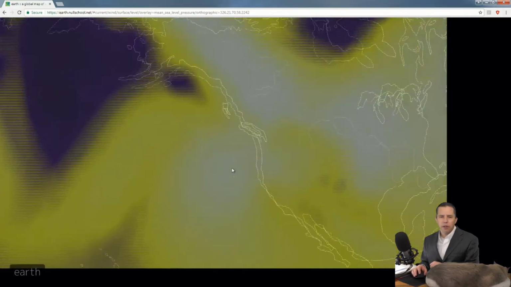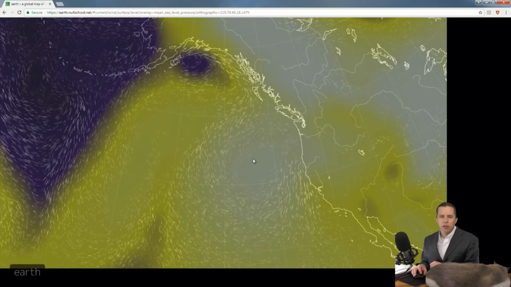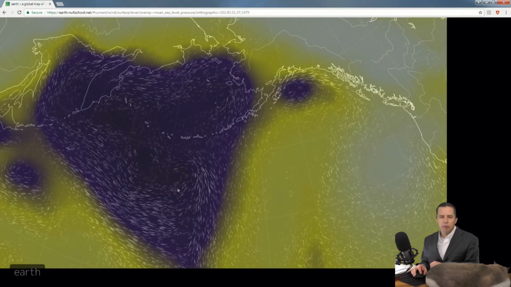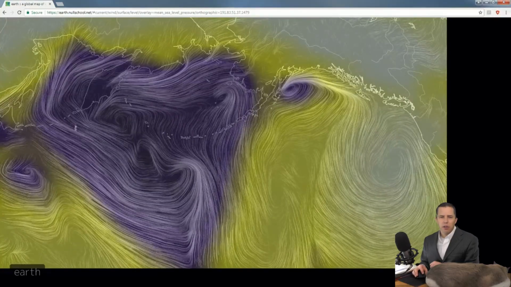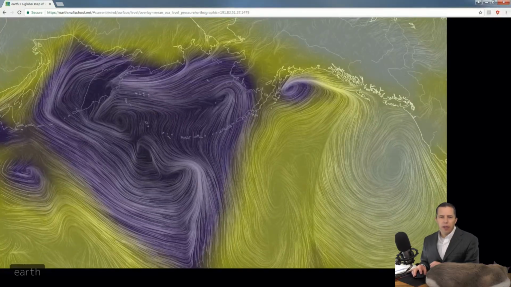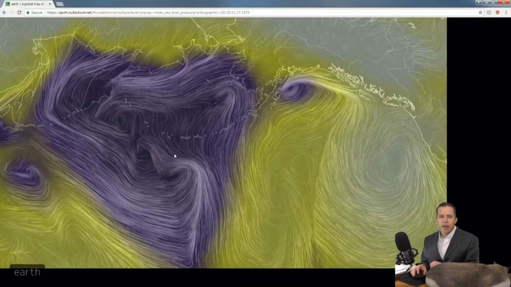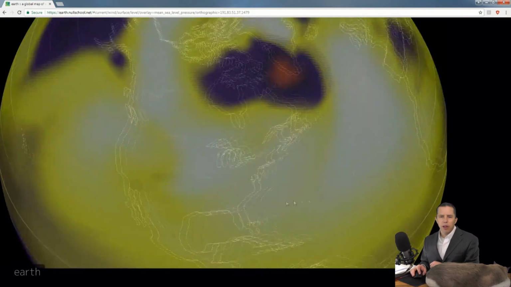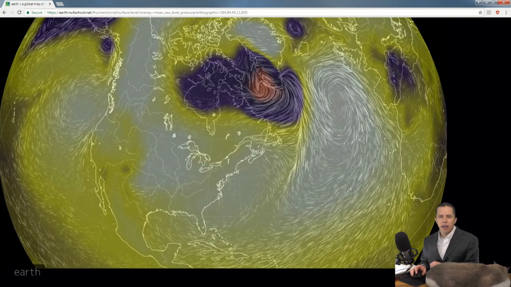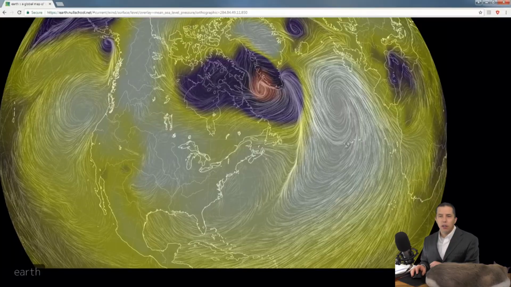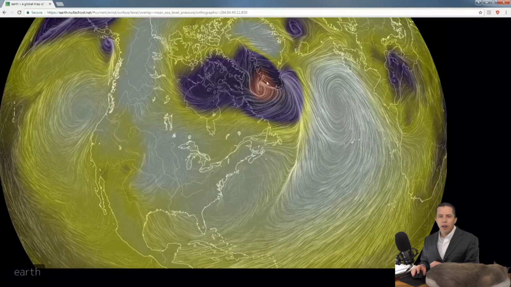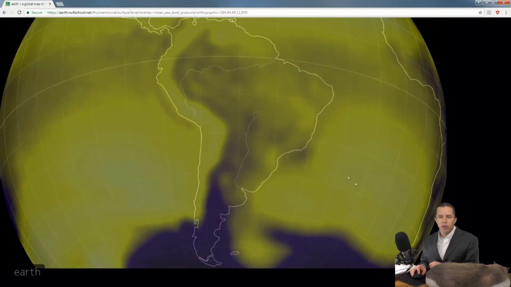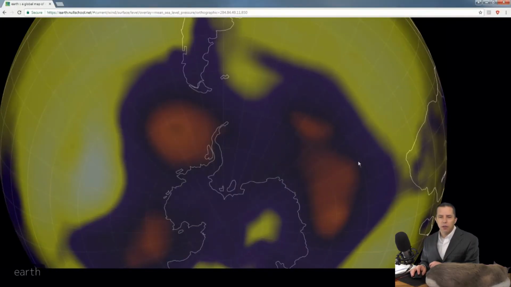Let's find another one. Here's another high out in the ocean, clockwise. Here's another big low pressure. This one's a little harder to see, but overall it's going counterclockwise. Now, this pattern is consistent throughout the northern hemisphere. If I have a high, I have air circulating clockwise. If I have a low, I have air circulating counterclockwise. Now let's go down here and see what's happening in the southern hemisphere.